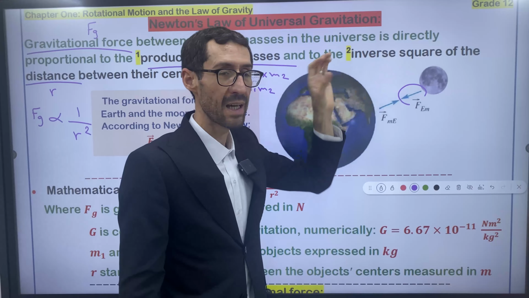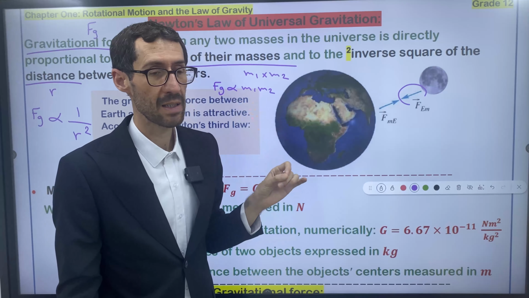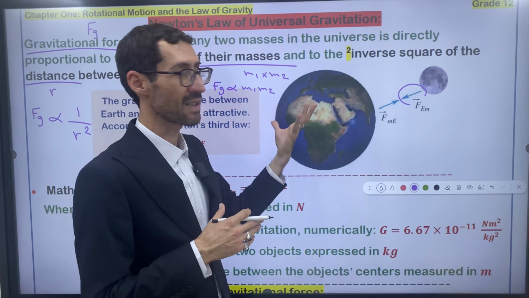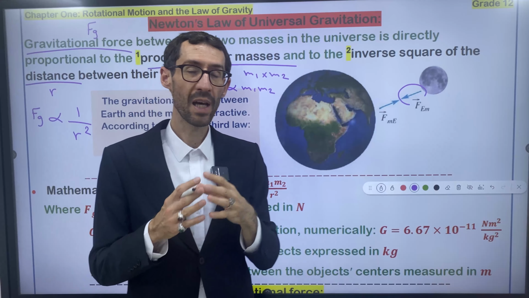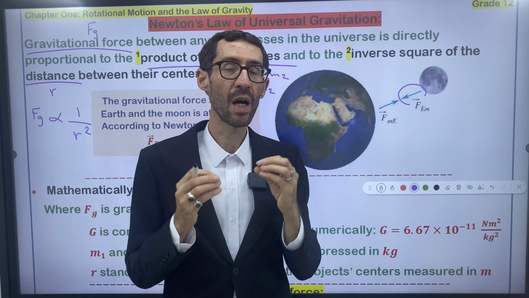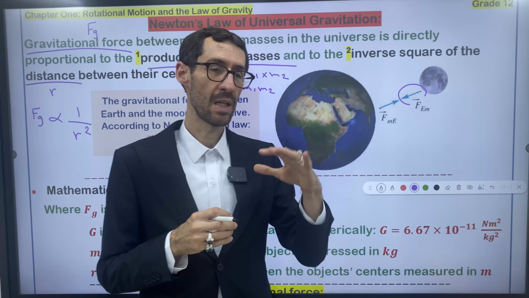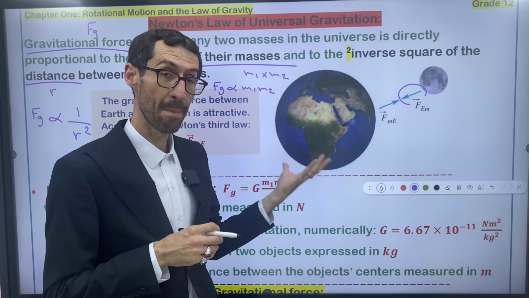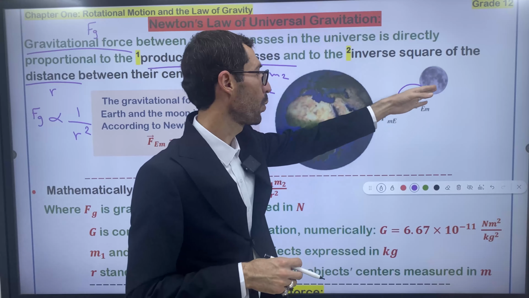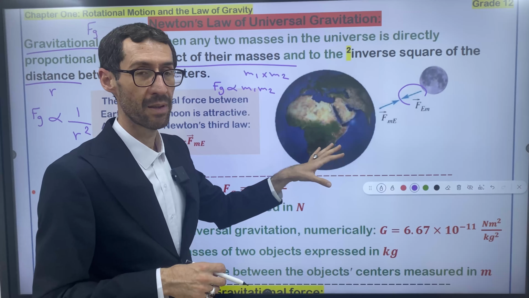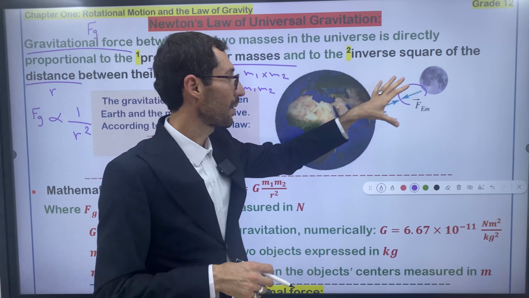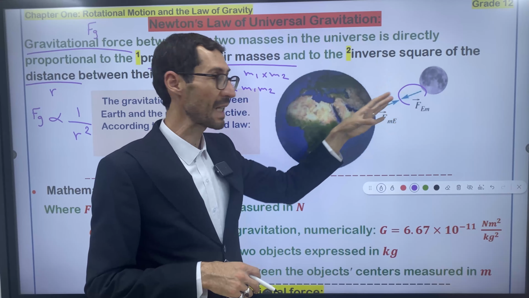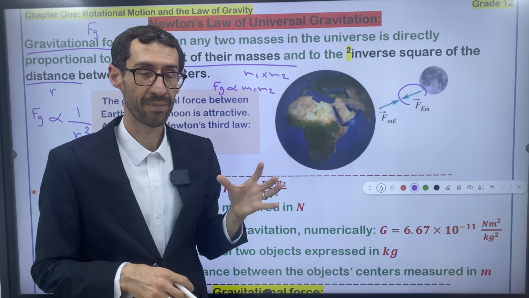This law tells us that lighter objects always circle the massive objects, like the Moon orbiting the Earth, right? But let me mention this: actually, the Moon exerts a force on Earth.